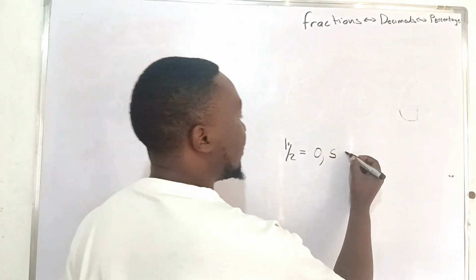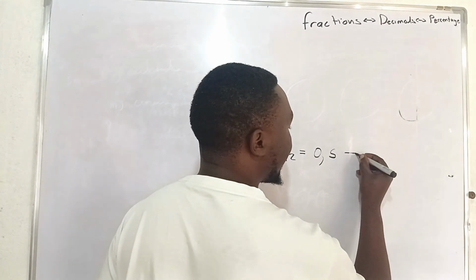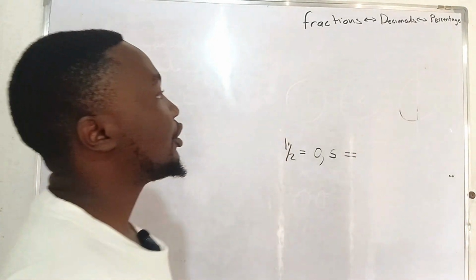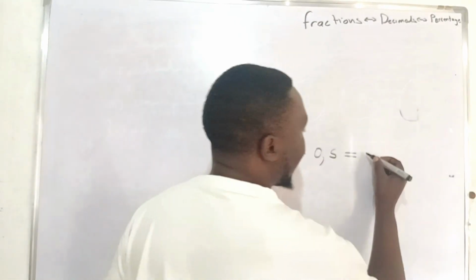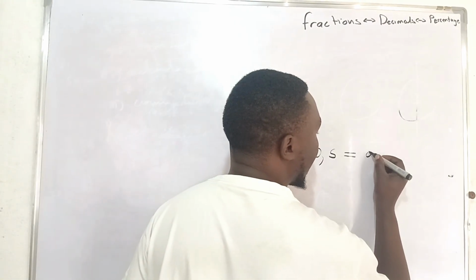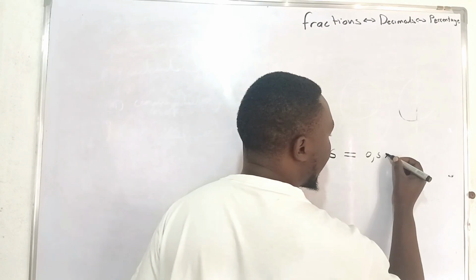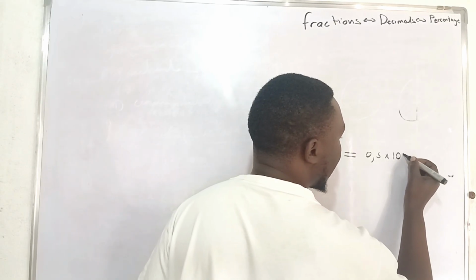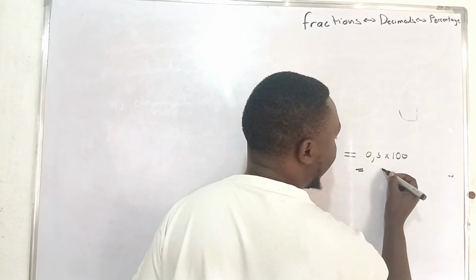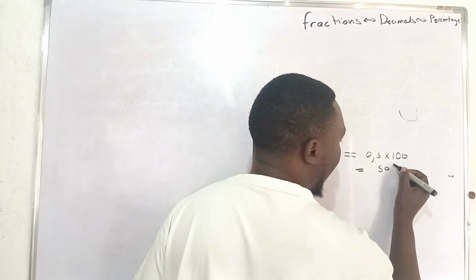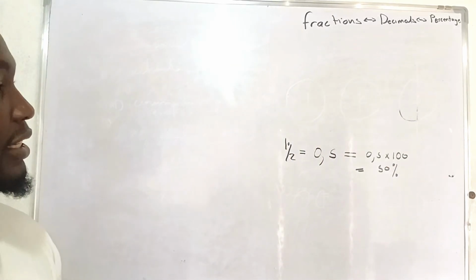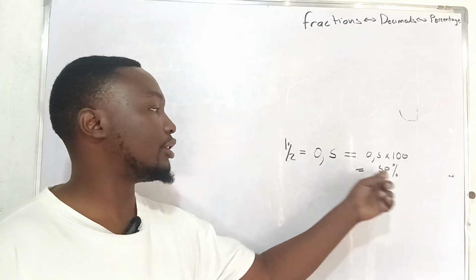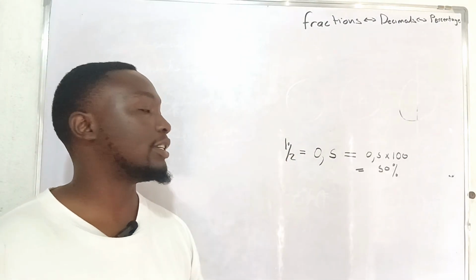Moving forward, we need to change half into a percentage. We multiply by 100. So 0.5 multiplied by 100 is going to give 50. We add the sign percent. So this is how we change half into a percentage and also into a decimal.